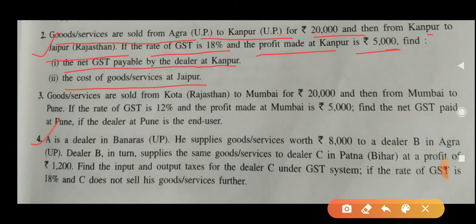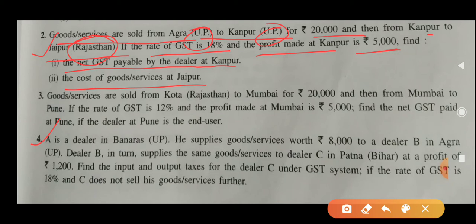First of all, what is given? Goods and services are there. First, goods and services are sold from Agra to Kanpur, means UP to UP. It is mentioned in the question, UP to UP. First transaction is UP to UP. Then Kanpur to Jaipur, Rajasthan, UP to Rajasthan, second transaction. So first transaction is an intrastate transaction. Second transaction is an interstate transaction.